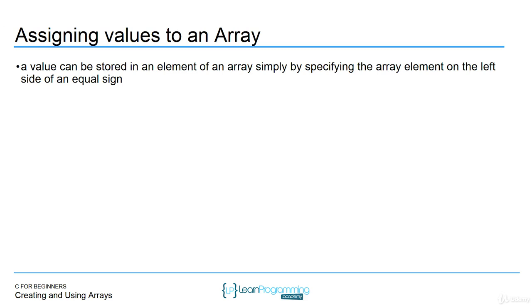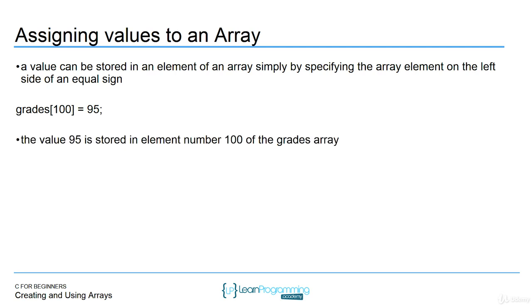If you want to write data to an array, it's very, very simple. You're basically just going to use the index. A value can be stored in an array element simply by specifying the array element on the left-hand side of the equal sign, and then using the brackets to specify the element that you want to write to. In this example, we have an array named grades. We don't know what size it is. It's got to be bigger than 100, or else we'd have an array out of bounds here. But in this example, we're saying grade sub 100 is equal to 95. The value 95 is stored in the element number 100 of the grades array. Very simple. You just specify the index, and then whatever value you want to assign, you do.